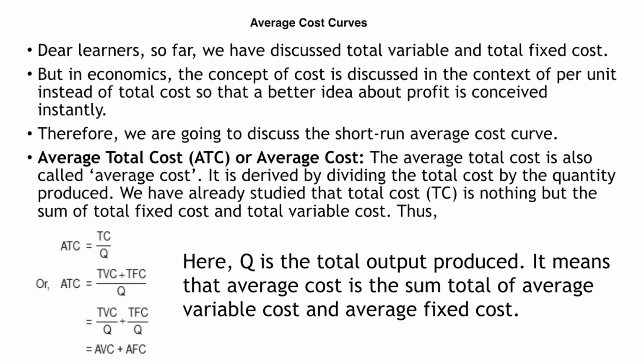we can derive by dividing TC by Q, or ATC is equal to TVC plus TFC divided by Q, or TVC by Q plus TFC by Q. So we get AVC plus AFC. Okay, here Q is the total output produced. It means that average cost is the sum total of average variable cost AVC and average fixed cost AFC.